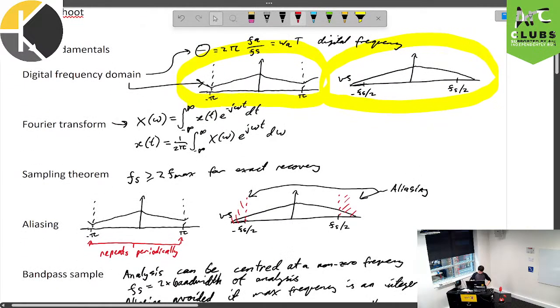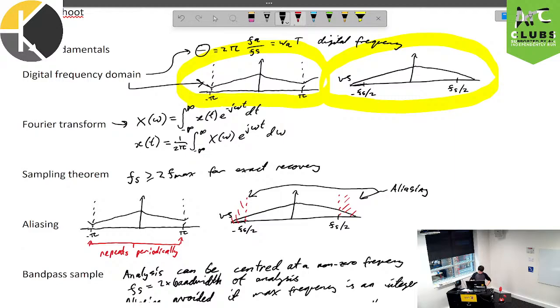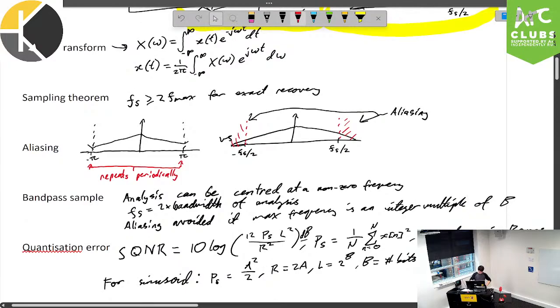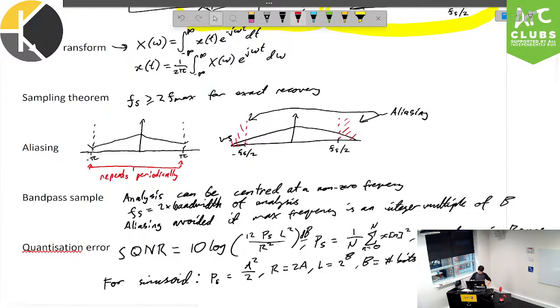All right, just recalling Fourier transform. Here it is. You won't have to use it too much because the main stuff that we're dealing with is digital signals. So that's just a little thing. We have our sampling theorem. We want to make sure that for an exact recovery of any signal, we want our sampling frequency to be at the very least 2 times the maximum frequency within that sample. All right?